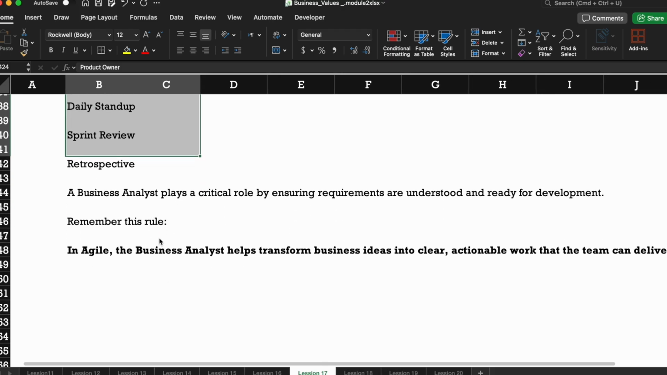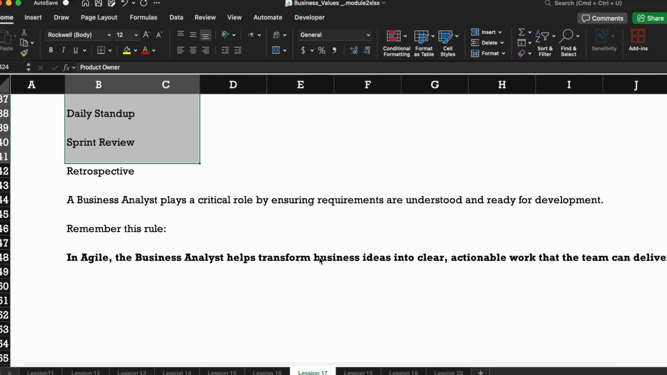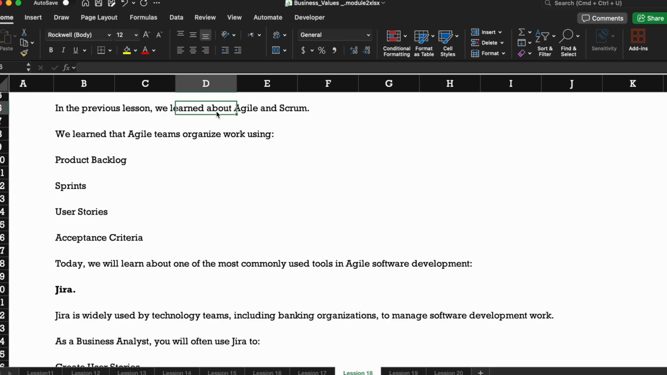Okay, so remember this rule in agile: business analysts help transform business ideas into clear, actionable work that the team can deliver during a sprint. Okay, that's the end of lesson number 7 for module 2. I'll see you guys with lesson number 8. Thank you.